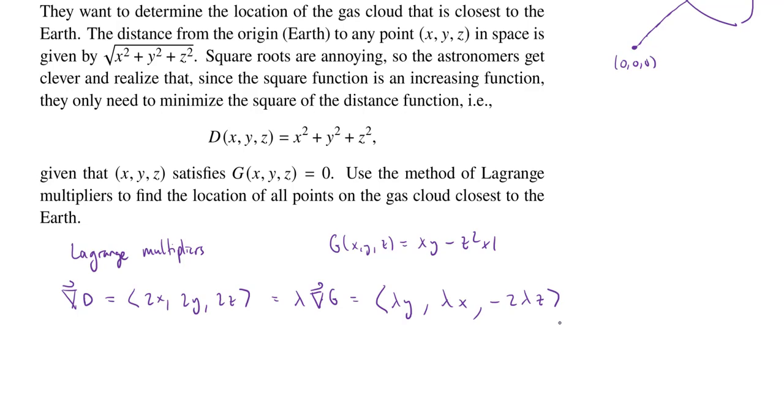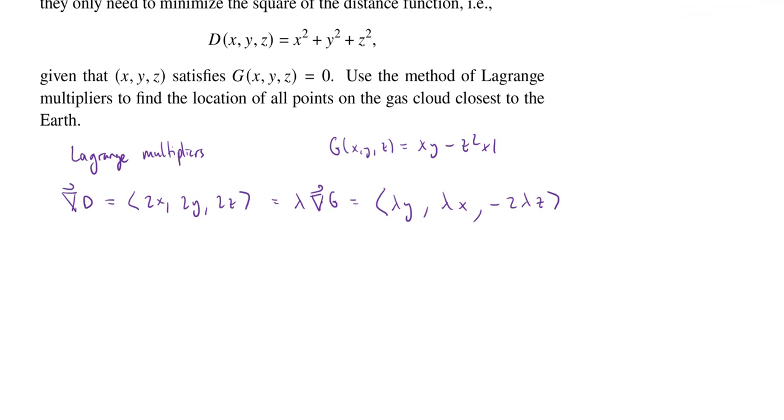Now we want to determine when these two vectors are equal to each other. If they're going to be equal, then 2x is going to have to equal lambda y. So 2x equals lambda y. And 2y will have to equal lambda x. And 2z is going to have to equal negative 2 lambda z.